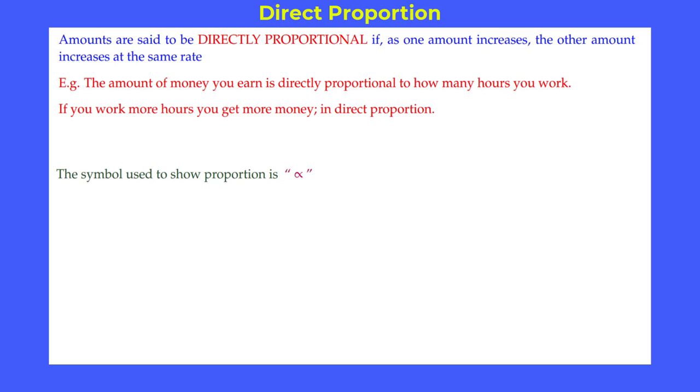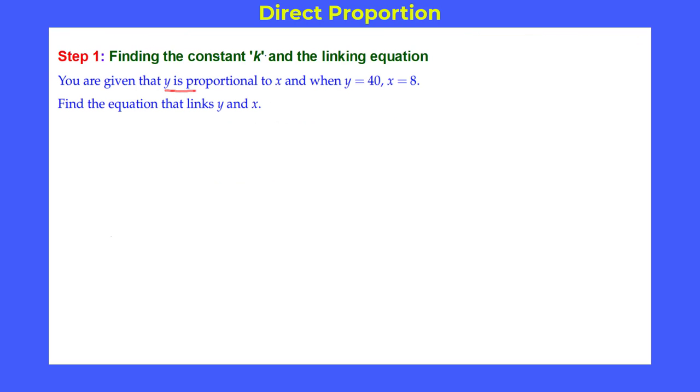They're in direct proportion. We use this symbol to show things are in proportion, and it's like the Greek letter alpha. We also use a value which is called the constant of proportionality. Commonly this is K, and this is the value that links the two amounts. Now in this video we're going to show how we find K.